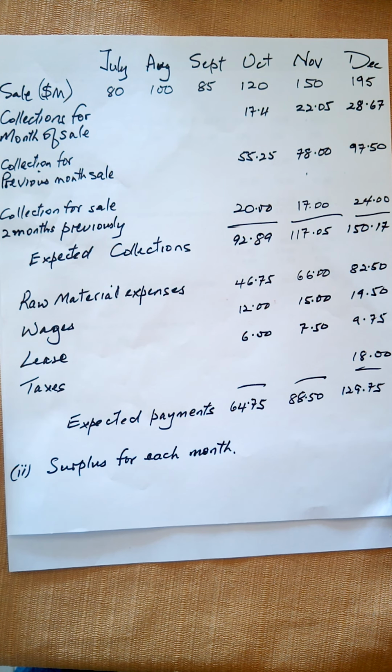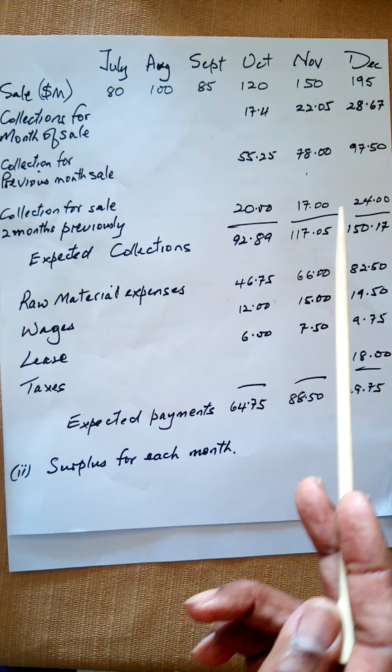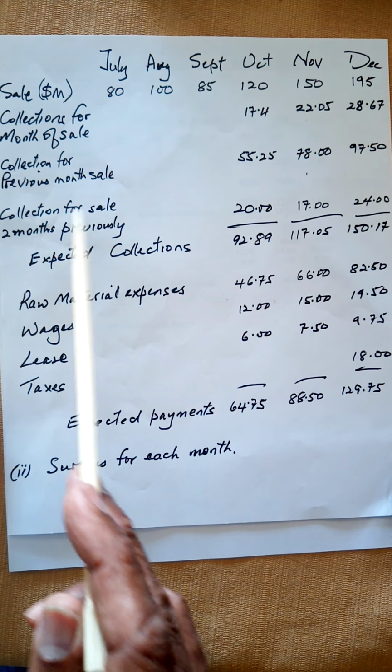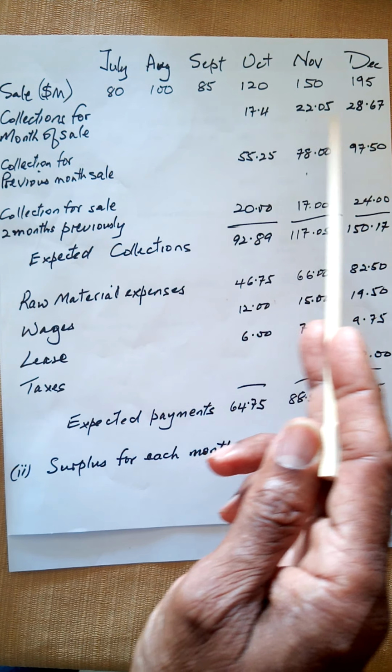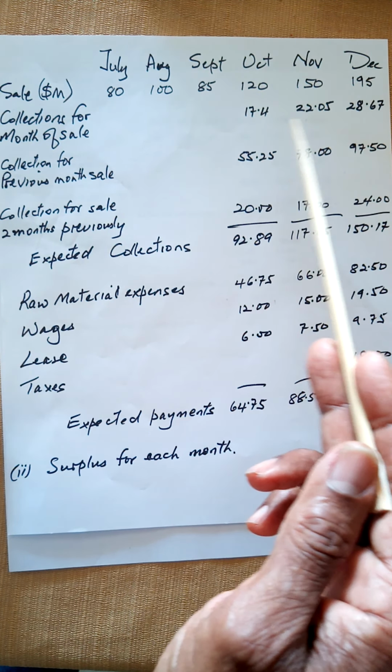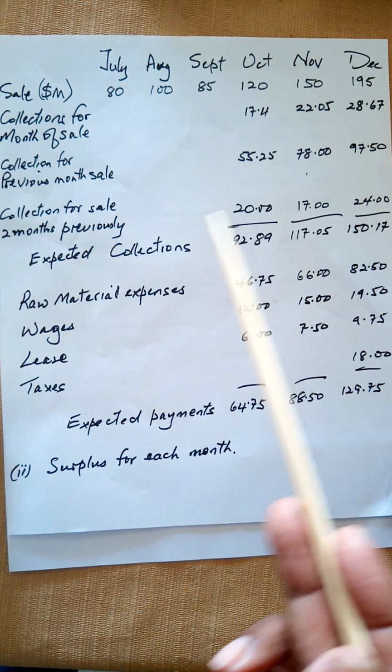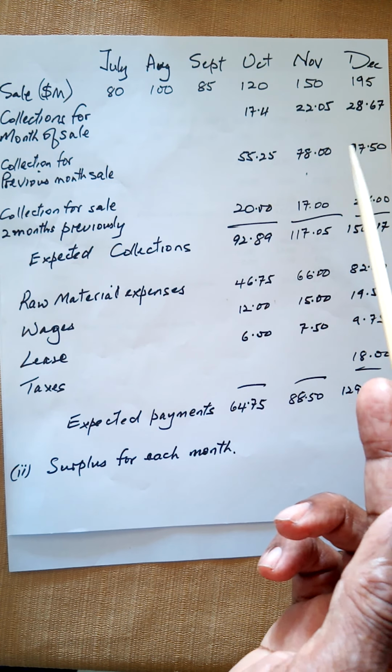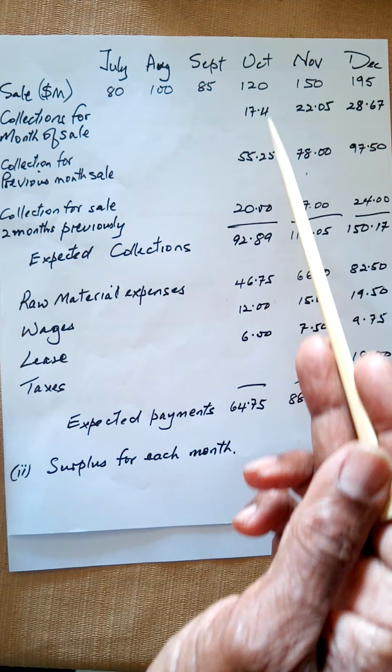But of course, that is not all collected because the company has to give back 2%. So having found the 15% of October's sales, we then reduce that by 2%, and we do the same for November and December. So collections from the month of sale will reflect this 2% rebate given back to the customer from the 15% that was collected.